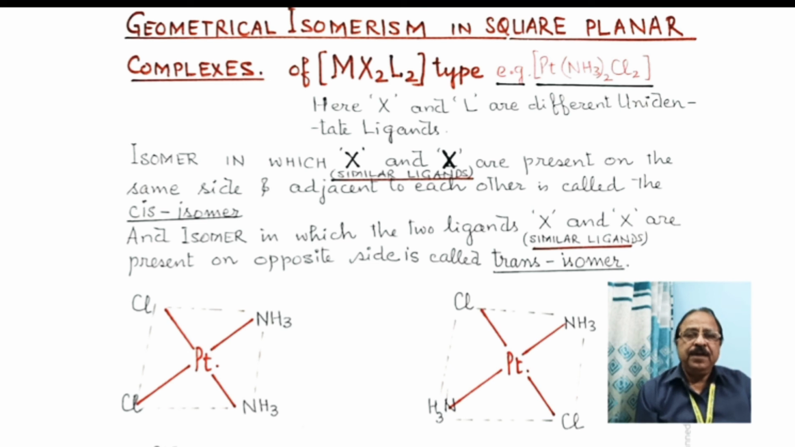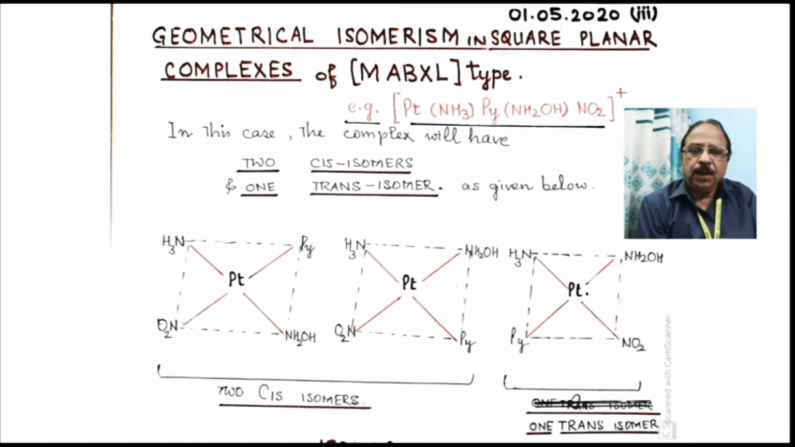So this is an example of cis-trans isomerism in square planar complexes. Now we will discuss geometrical isomerism again in square planar complexes, but of the MABXL type. Now what does it mean? M means metal atom or ion, and then there are four ligands which we are denoting by A, B, X and L abbreviations. That means in this case the square planar complex is there, but all the four ligands are entirely different.